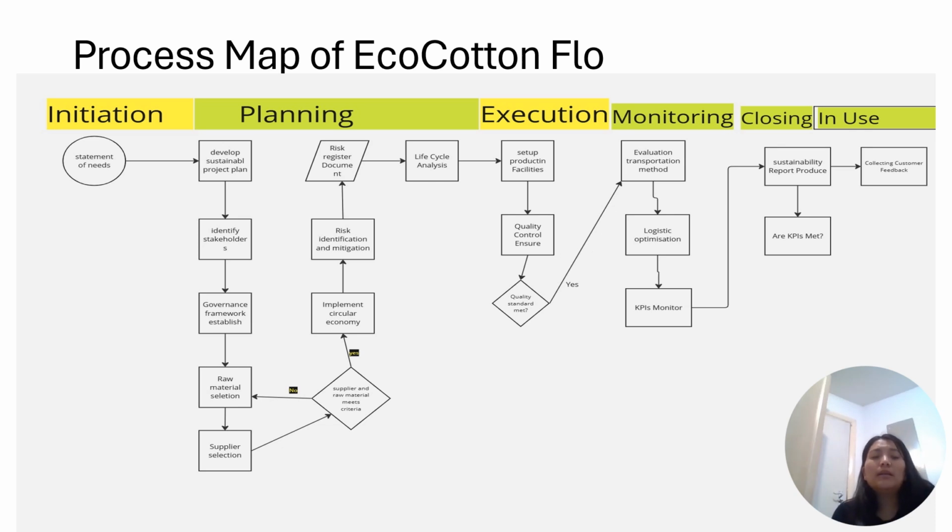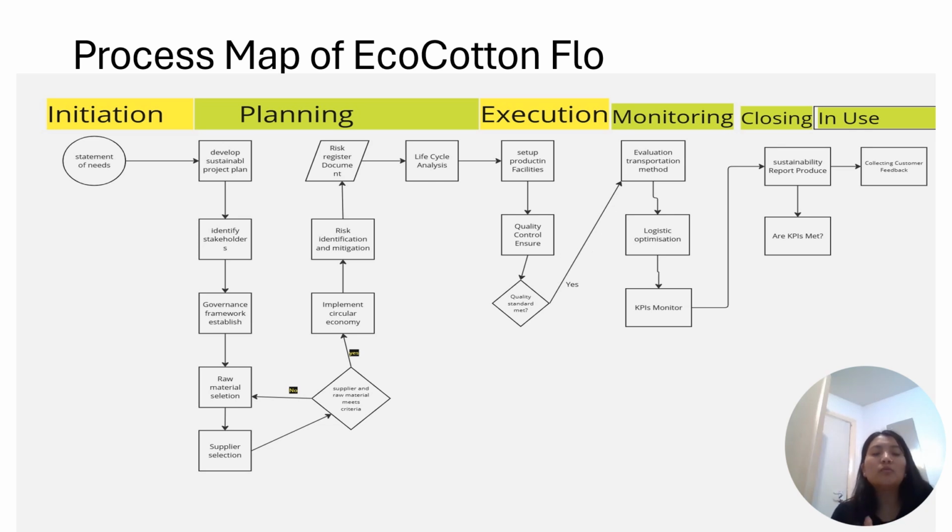And the next step is the governance framework establishment. In this stage, we involve establishing the sustainability committee, task identification, risk measures, and KPIs. And after establishing these, we need to select the raw materials. Our raw material is organic cotton, and we are going to select organic cotton only certified by GOTS.